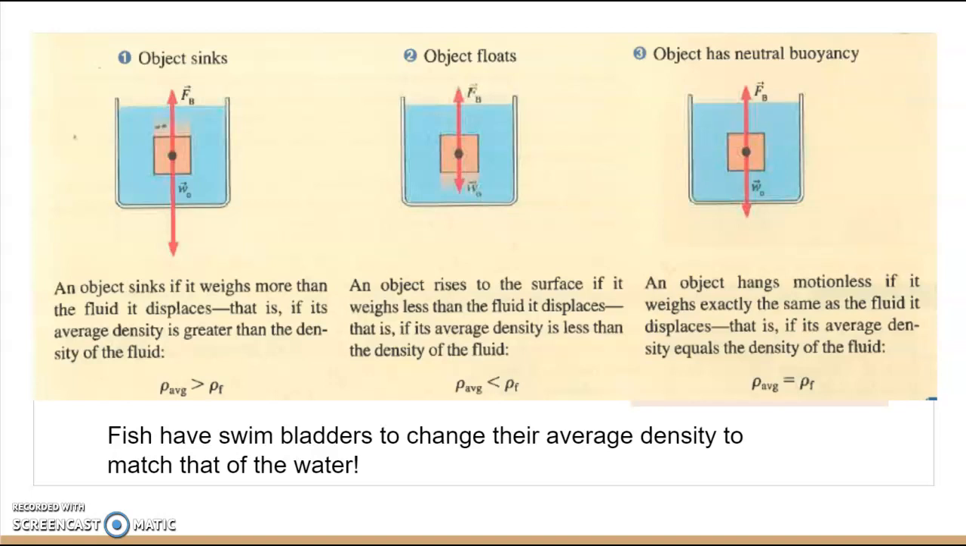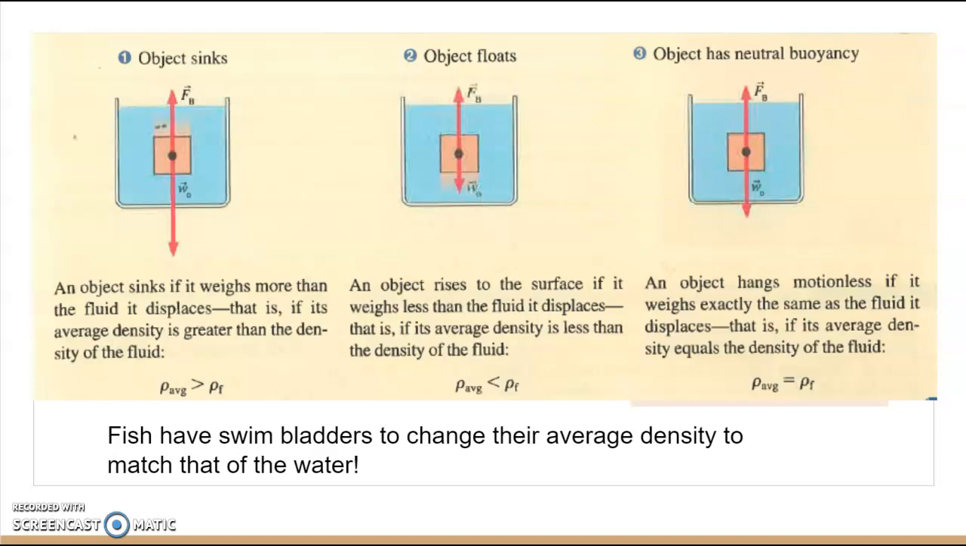And the last situation is the object having a neutral buoyancy, which a lot of times the word floating is associated with. That's why I'm not really a big fan of these titles. But in this situation, if the object is not accelerating in the fluid, then the buoyant force would be equal to the weight.